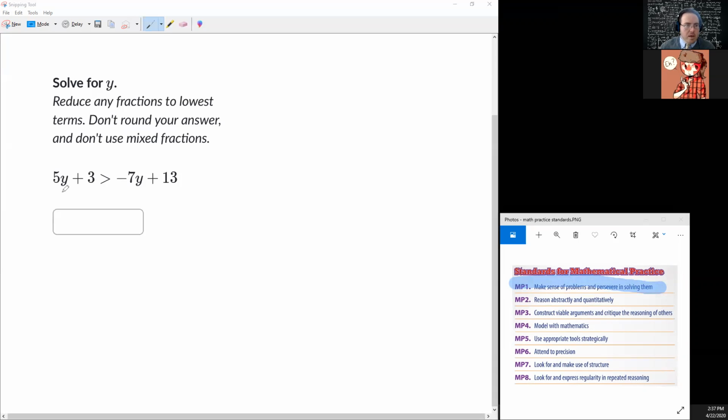Okay, so we've got an inequality. The reason I'm calling it an inequality is because it has this symbol, not an equal sign. Okay, so I guess the first thing I would do on my own paper is just write it down. So I've got 5y plus 3 is greater than negative 7y plus 13. Okay.